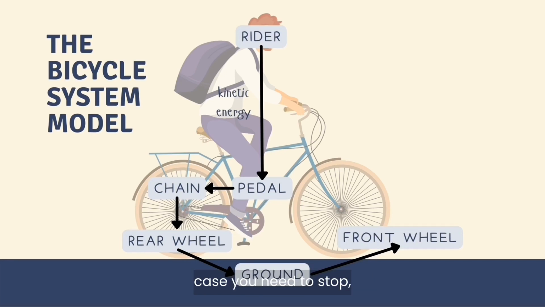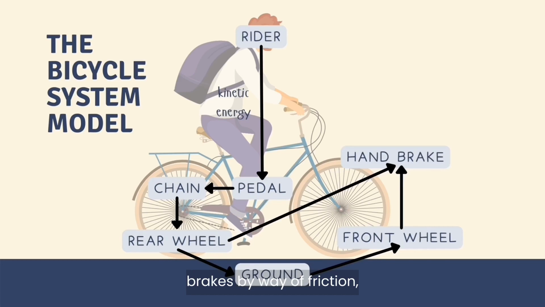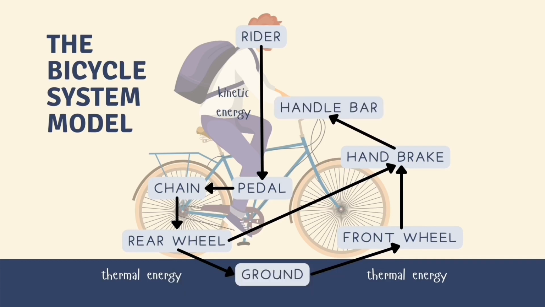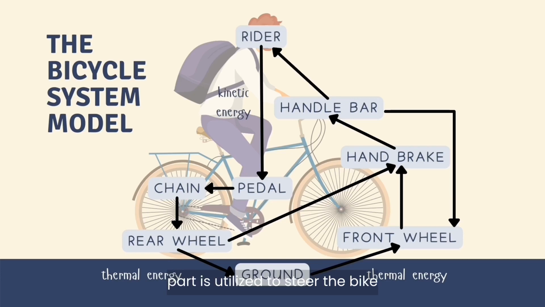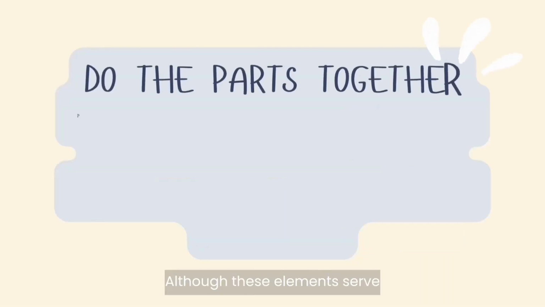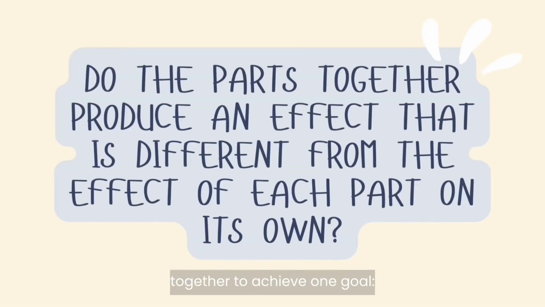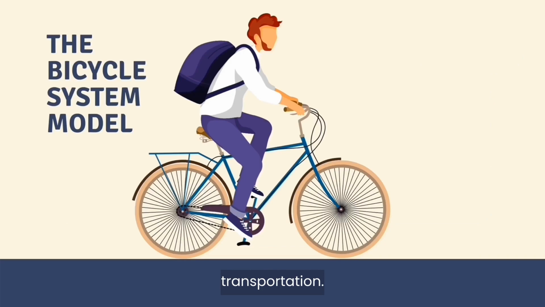In case you need to stop, the wheels are halted by hand brakes by way of friction, converting kinetic energy into thermal energy that has enough power to impede the wheel's revolution. A pair of rubber shoe clamps are applied to the rims of both wheels as the handbrakes are pressed at the handlebar. The handlebar has a lever that pivots the front wheel. Its inner part is used by the rider to glide, while the outer part is utilized to steer the bike towards the rider's destination.